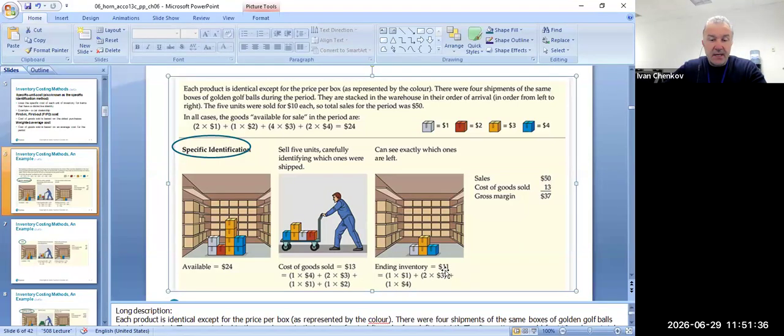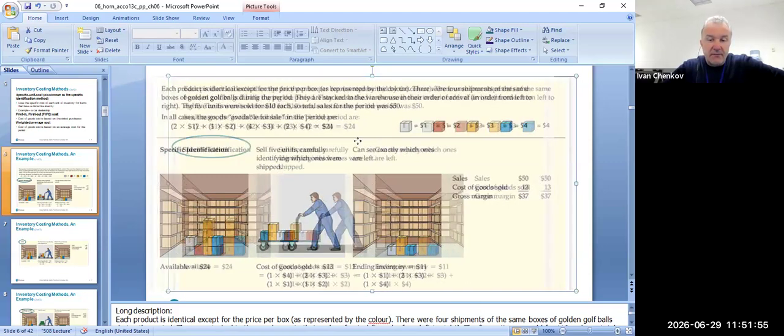So what's left is ending inventory. In inventory, we have two yellows, which we know we bought for $3. We have one dark blue, which is $4, and we have one light blue, which in this case is $1. And we can easily come up with the cost of the ending inventory.